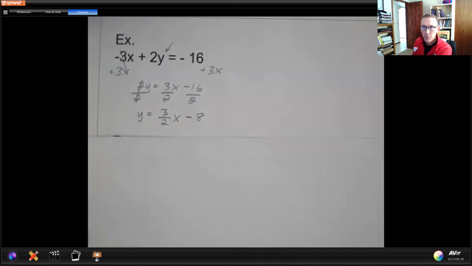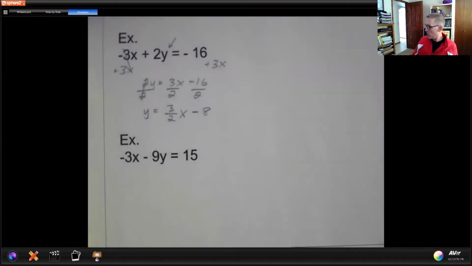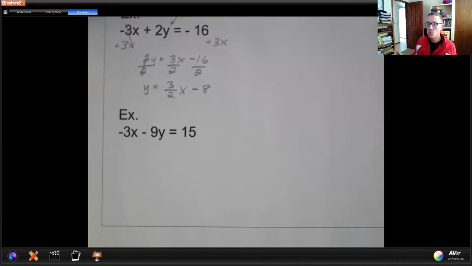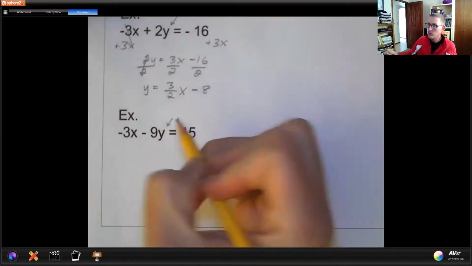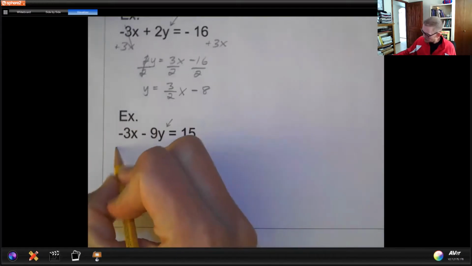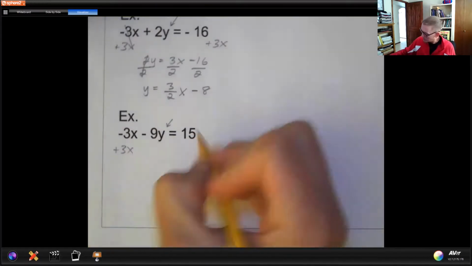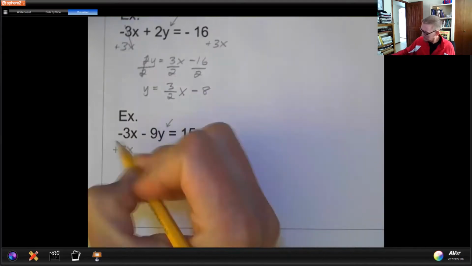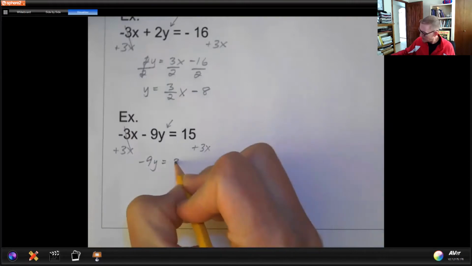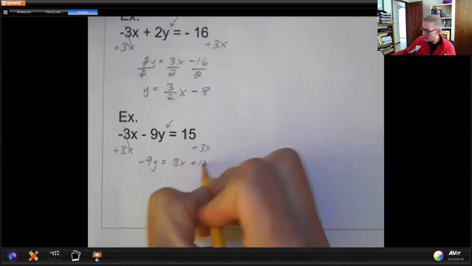So the same basic principle, I'm just going to have a fraction involved in the answer. And the second example I have here is going to have fractions in both parts of the answer, and we're going to have to worry about how do we reduce our fraction. So first thing is I got to get the y alone. So I'm going to start by undoing minus 3x with a plus 3x. So I got minus 9y equals, put the 3x first and the plus 15 after.